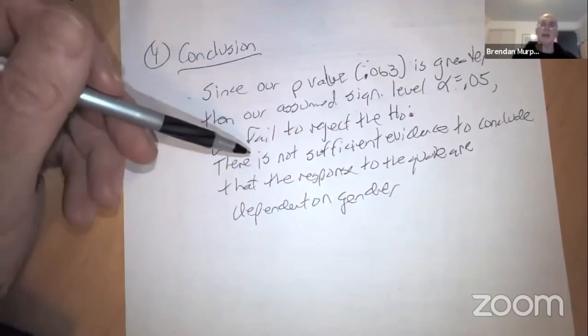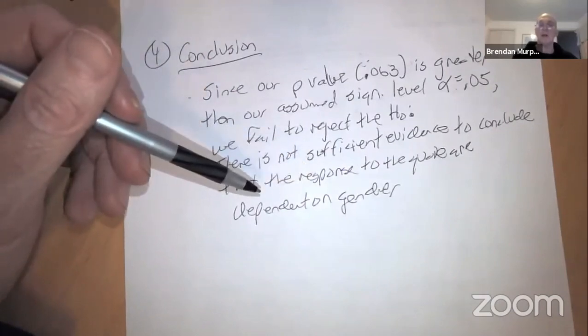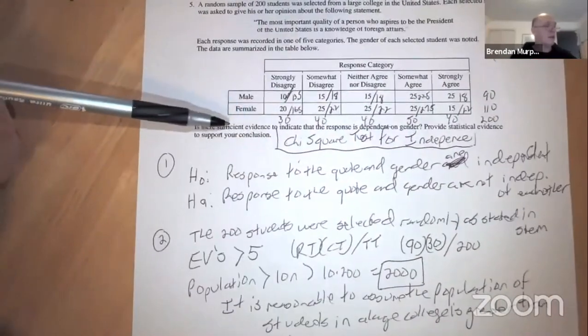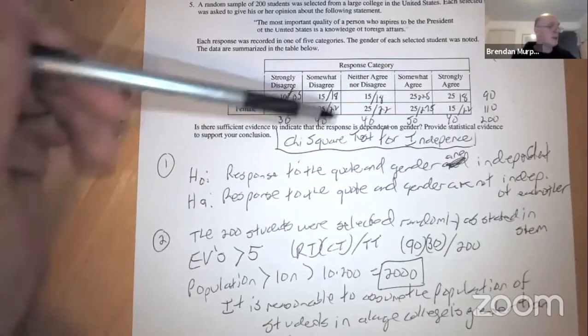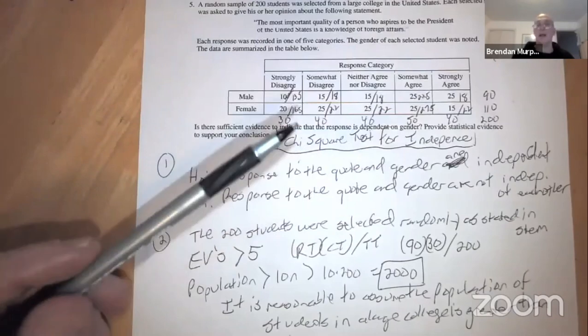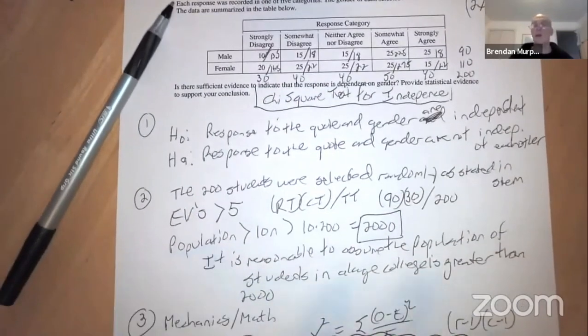Then I have a conclusion in context. There is not sufficient evidence to conclude that the response to the quote is dependent on gender. And in some ways, all I've done is restate the question: is there sufficient evidence to indicate that response is dependent upon gender? If you're struggling with context, just go back and read the problem again, and usually embedded right in that problem is context for you.